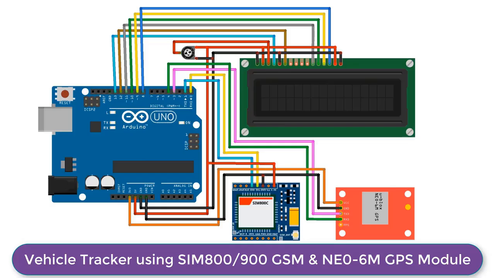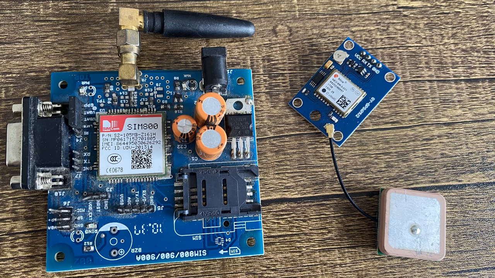You can also make this project using Neo 6M GPS module and SIM 800 or 900 module with Arduino Uno board, but this will make your device size very large. We'll discuss in detail about this project, but for now, without any delay, let's get started.